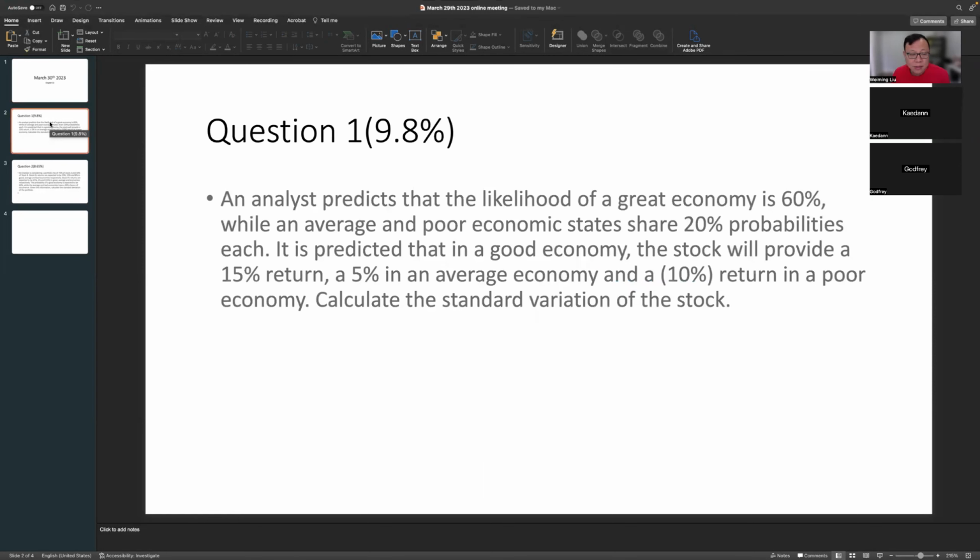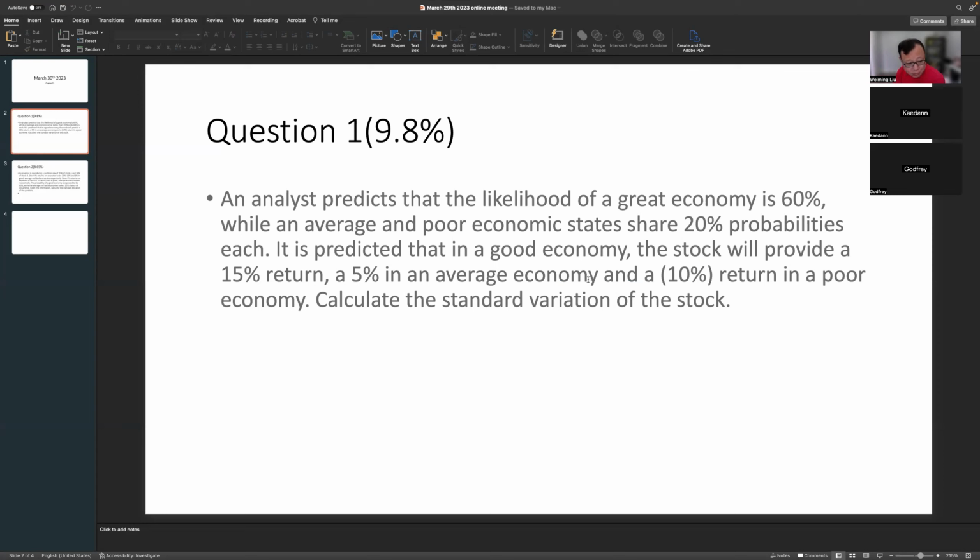Okay, so the first question is: analysis predicts that the likelihood of a great economy is 60%, while average and poor economic states share 20% probabilities each. It is predicted that in a good economy, the stock will provide a 15% return, 5% in an average economy, and a negative 10% return in a poor economy. Calculate the standard deviation of the stock.